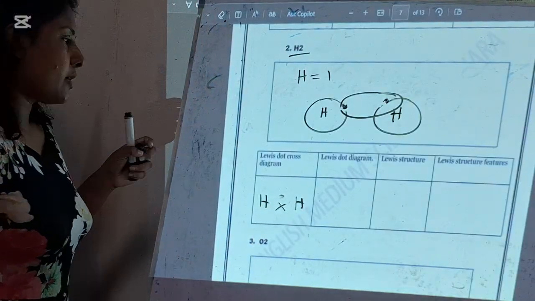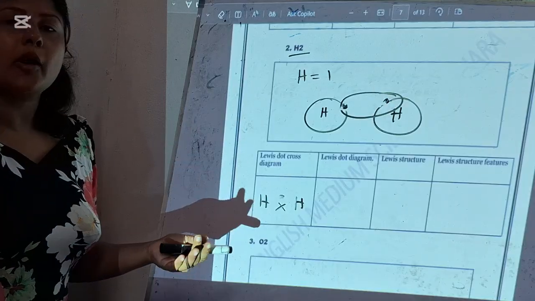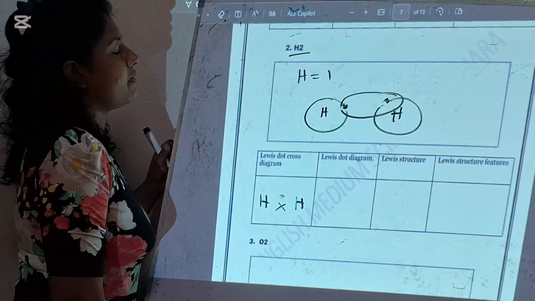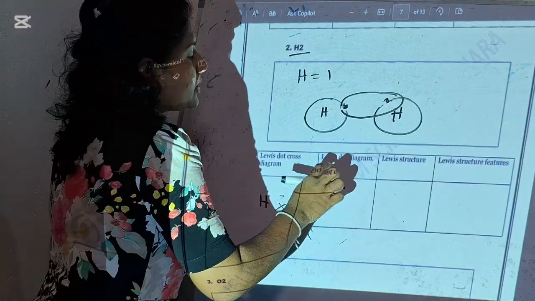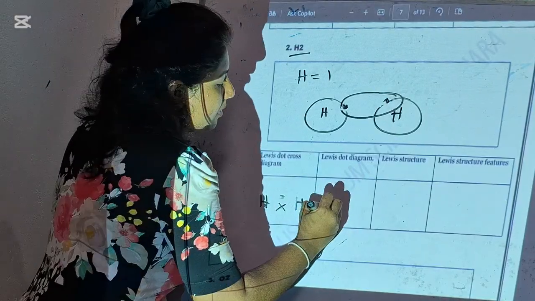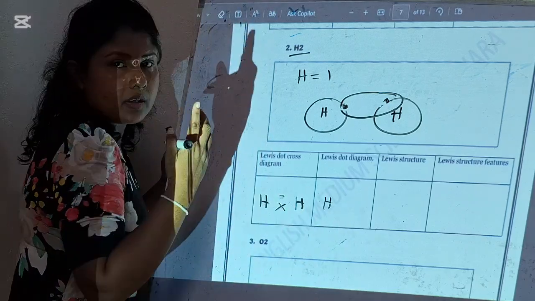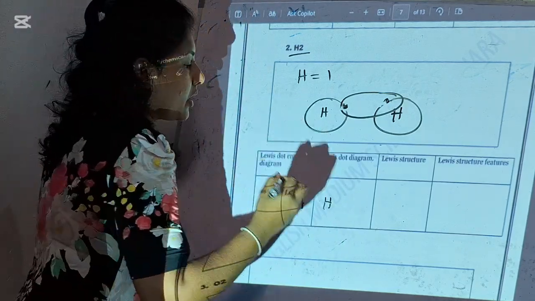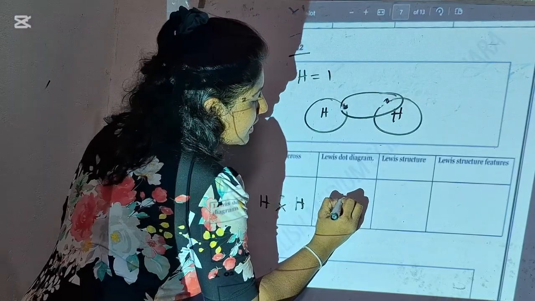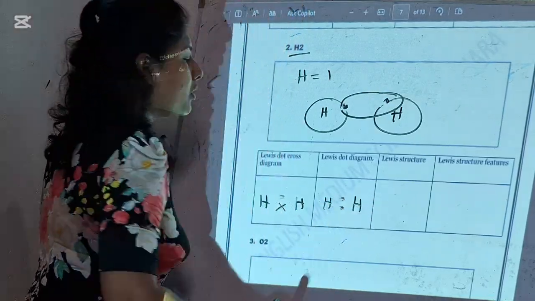Then the Lewis dot diagram, how to draw the dot diagram? This is the way of drawing. Instead of cross and dot, take all as dots. This one a dot, this one a dot.